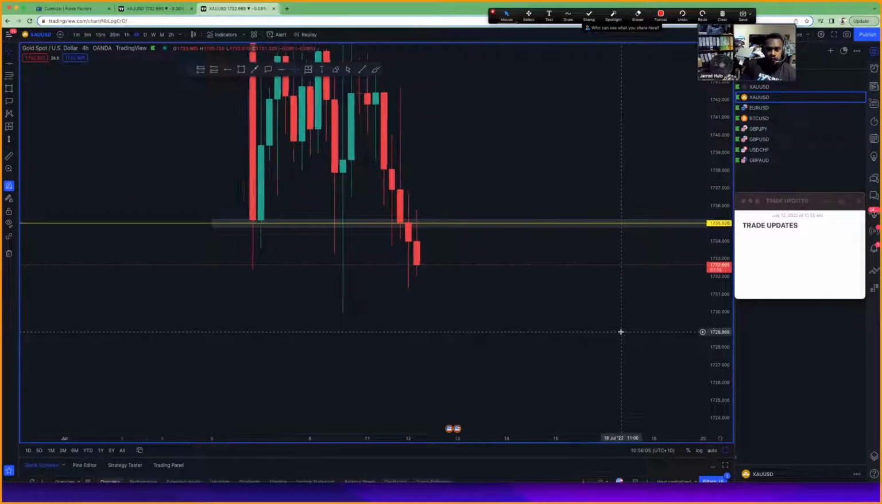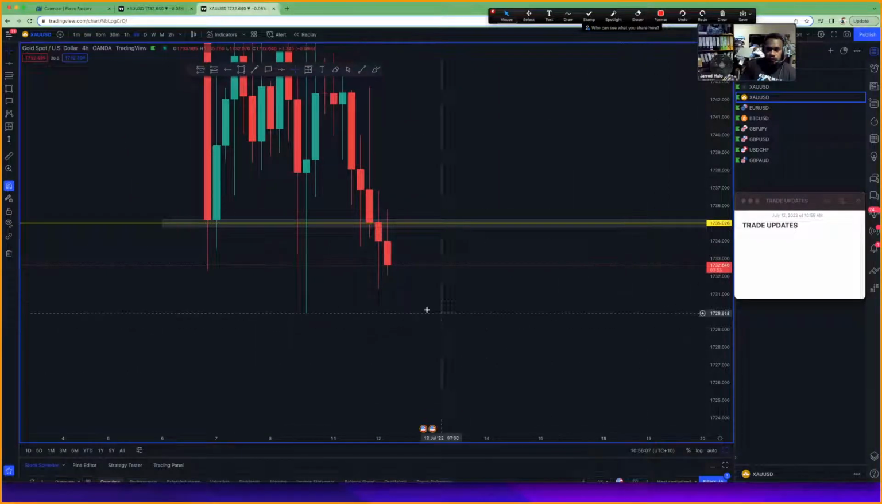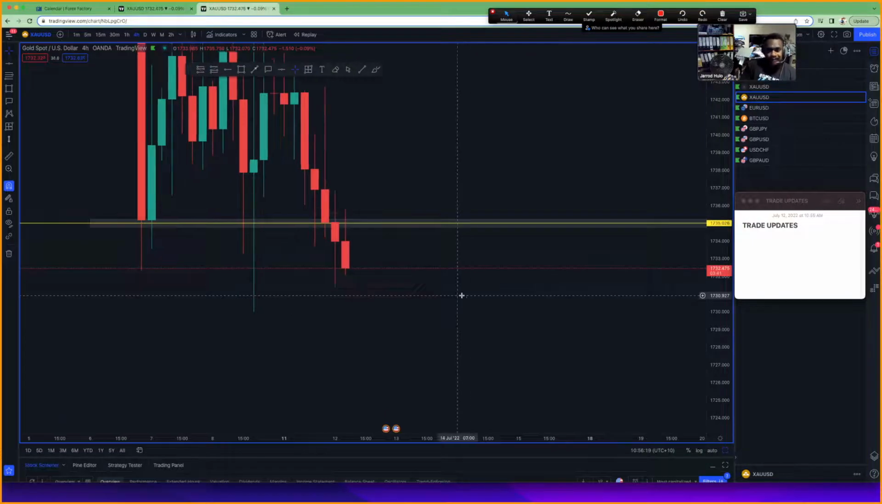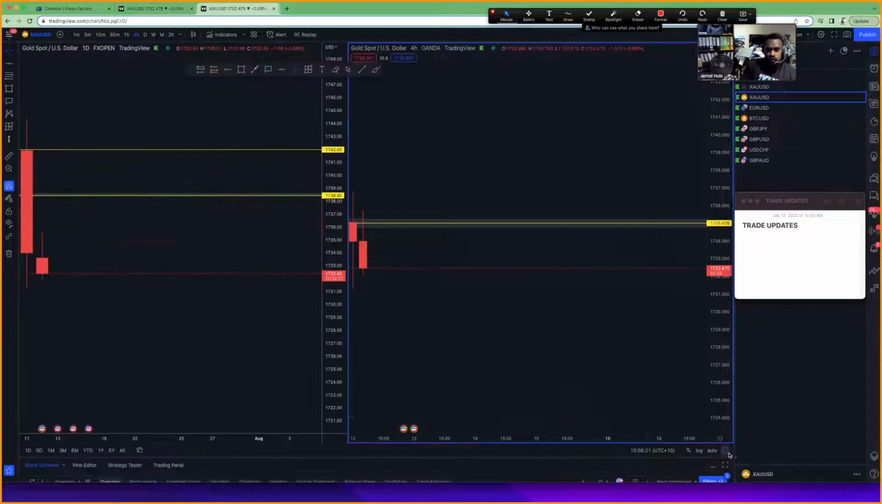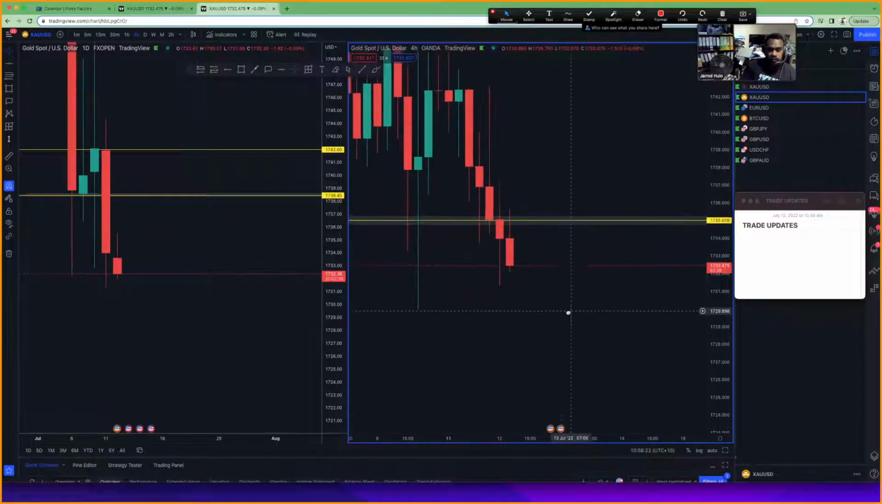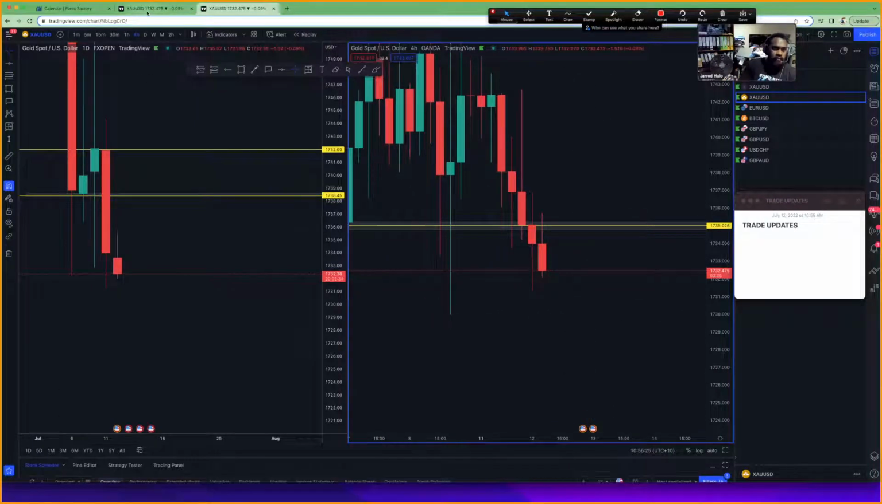With that being said, I think we've already retested 1735 on the open of this Asian session. So I think our bias for today is bearish. That's what we're going to be looking at on the lower time frames, really looking to see if we can get some entries.